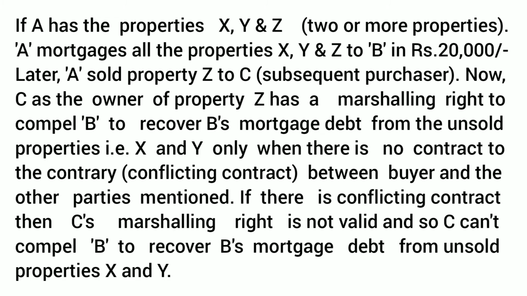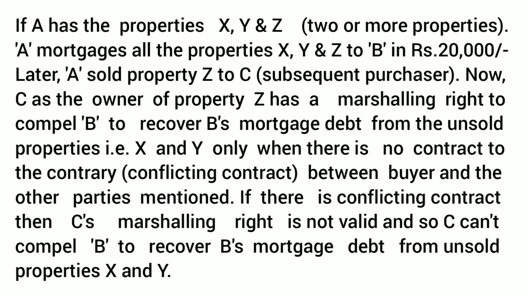Here you see, A has the properties X, Y and Z, that means two or more properties. A mortgages all the properties X, Y and Z to B for rupees 20,000. Later, A sold property Z to C, that means C is a subsequent purchaser. Now C, as the owner of property Z, has a marshalling right to compel B to recover B's mortgage debt from the unsold property, that is X and Y.